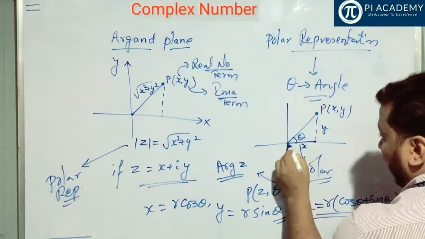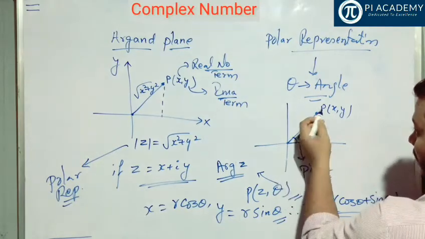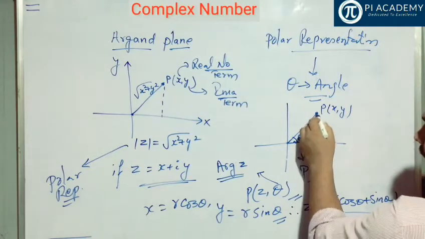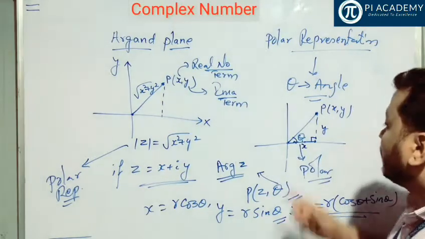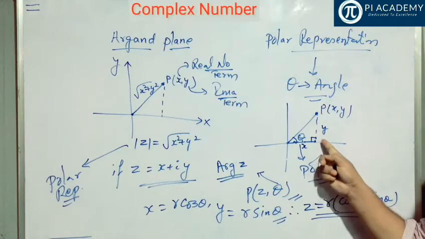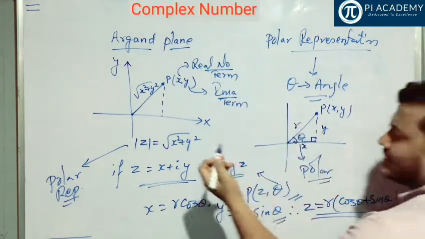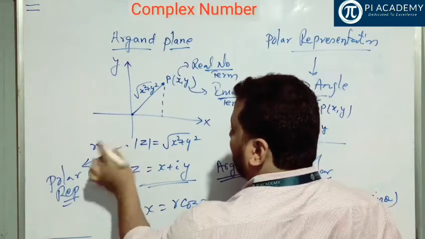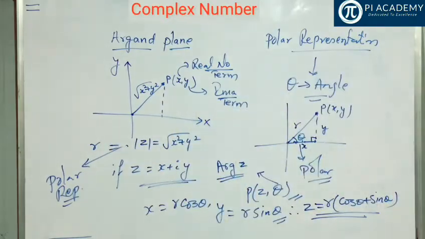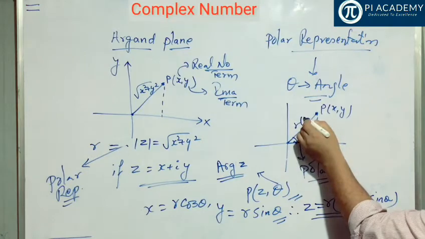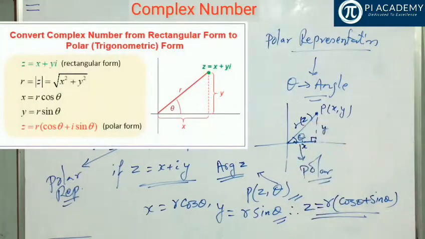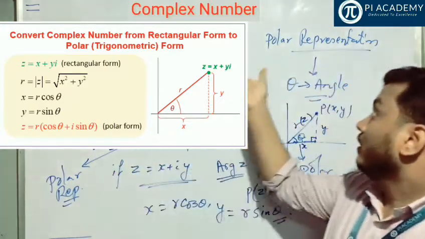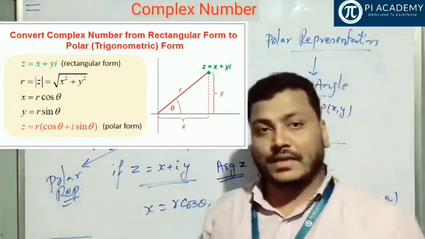If you want to find this x, you can apply in this right angle triangle the cos, which will give you base by hypotenuse. Got it? So similarly y is equal to r sin theta. So r is nothing but this modulus only. This modulus is sometimes known as r also in the polar representation. So now this is nothing but your z. Hopefully you got the basic concept of the polar representation and the Argand plane.